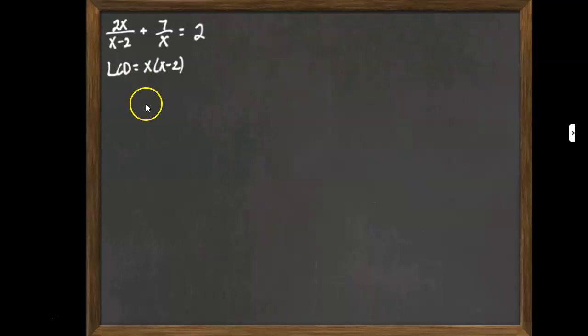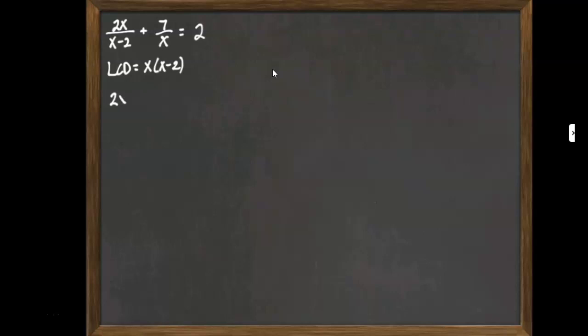In this case, we need an x to take care of the second fraction here, so we need that as a factor in our common denominator. And we need an x minus 2 to take care of the other fraction. And then what we're going to do is multiply through this x minus 2 times x times everything up above.